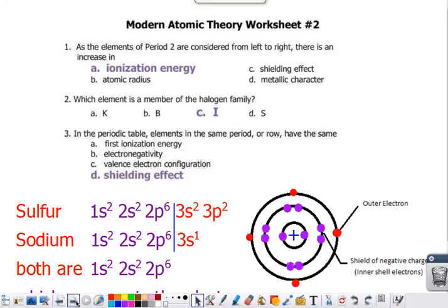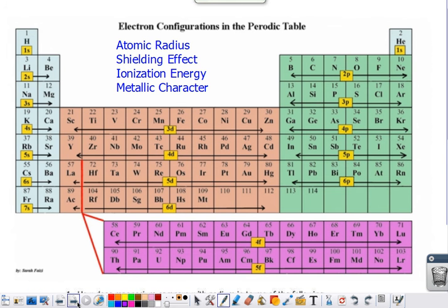Our first question on worksheet 2 was about as elements of period 2 are considered from left to right, there is an increase in the answer was ionization energy. But if you don't know what ionization energy is, that wouldn't matter. So I'm going to go through and explain what these four terms mean using this giant periodic table, which has the elements on it and all of the orbitals, energy levels and sublevels.